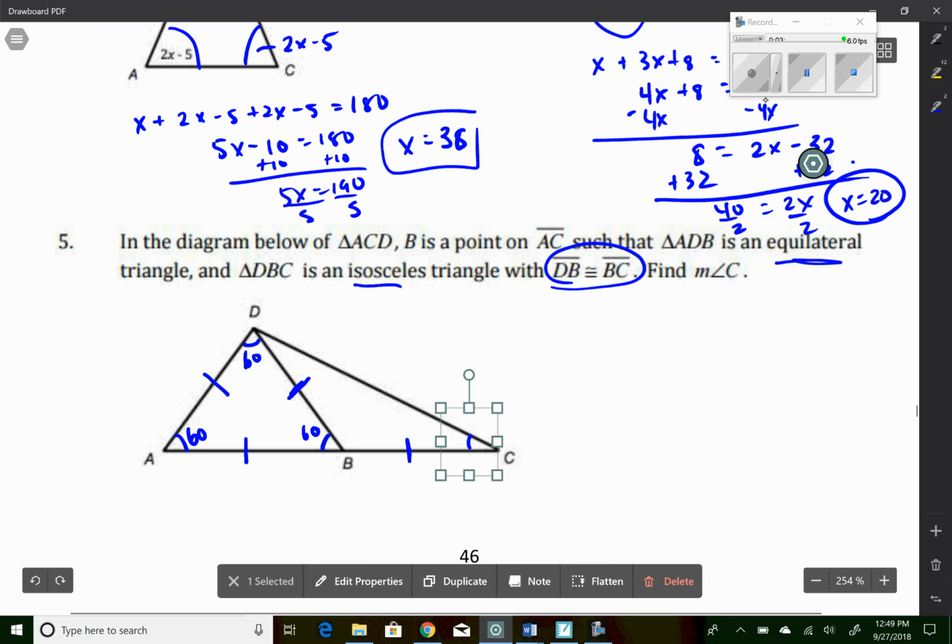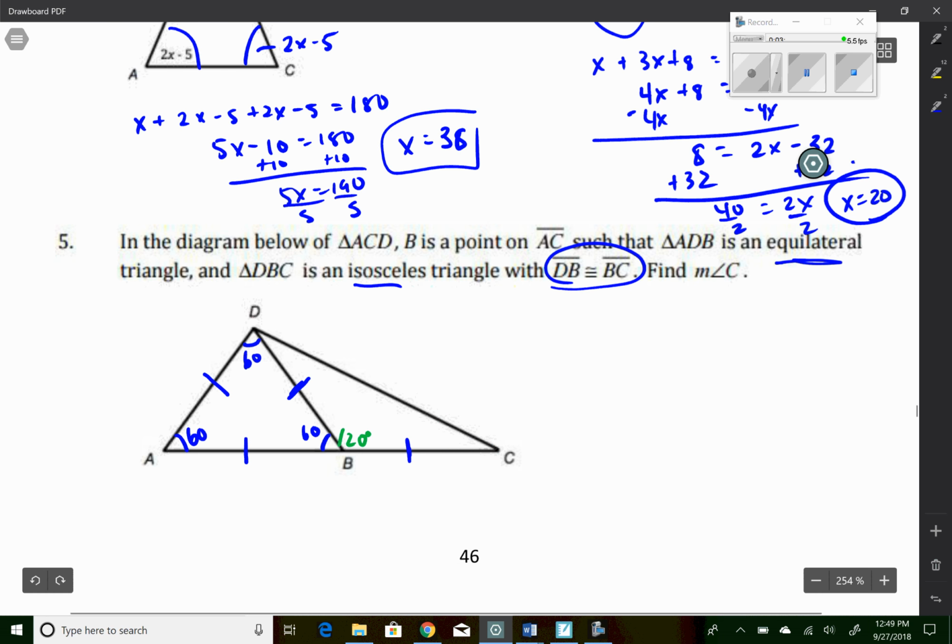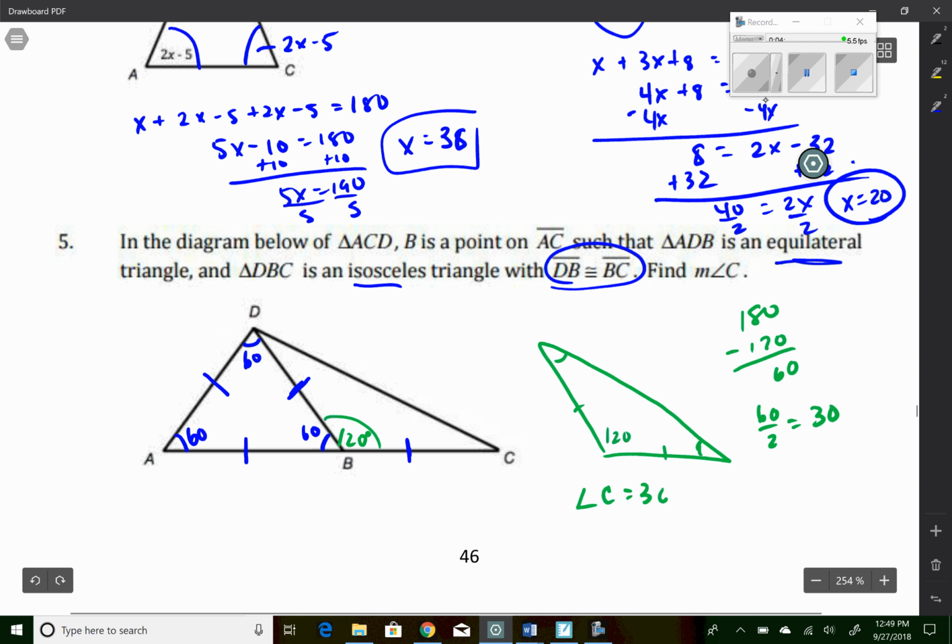Well, if that angle is 60, what that allows me to say is, well, this angle is 120. So if we have 120 here, I have this triangle, and I can even redraw the triangle off to the side if it helps. Here's 120, and I know these two angles are the same. So I can do 180 minus 120. That leaves us with 60. That 60 is split evenly over those two congruent angles. So 60 divided by 2, that's 30. So I can say angle C is 30 degrees.